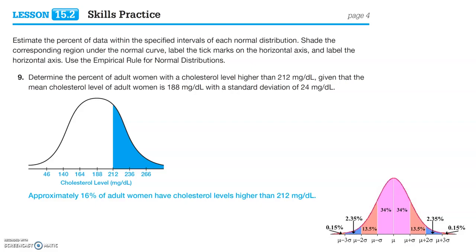What are the percentages? So the percentage here is 13.5. So that will be this chunk right here. This small chunk right here is this one. And then this small chunk right here is this one. So you just have to add it up. 13.5 plus 2.35 plus 0.15, that is 16%. So the answer here is approximately 16% of adult women have cholesterol levels higher than 212.